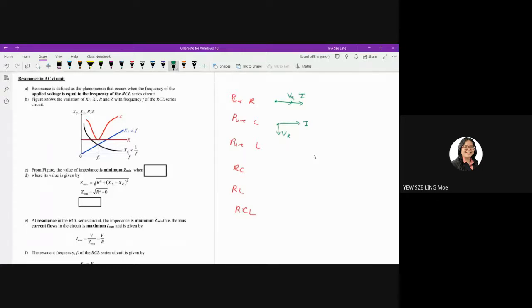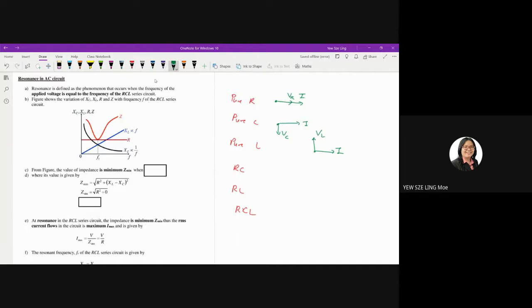When it comes to L, let's say your I is still lying on the X component. Just now should be VC. So we know that in an inductor, the voltage V should lead I. Therefore, if your I is lying on the X component, then we have VL pointing upwards.